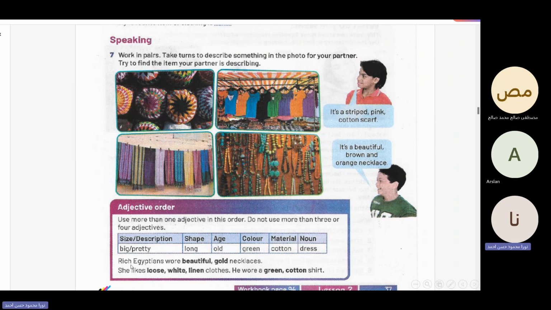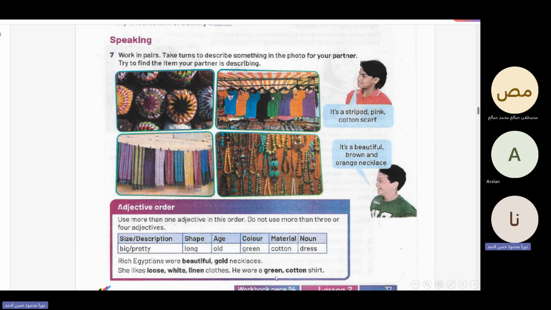Let's look at the example here. Rich Egyptians wore what? Beautiful gold necklaces. Now come here, look at the order of the adjectives. The first adjective, the first one is description, right? Beautiful. And then we have the material, which is gold. The next example is she likes loose, white linen. What about loose here? Loose here, it's the size. And then we have the color, which is white. And then we have the material, which is linen.